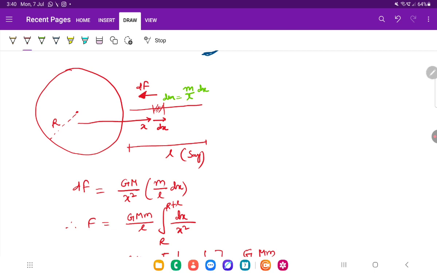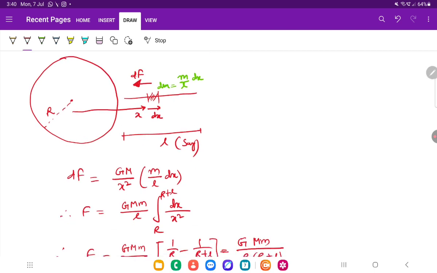Next, moving on to the next part. Yeah, I have assumed, let me write it here, I forgot. The total mass of the rod is small m, and capital M is the mass of the planet.